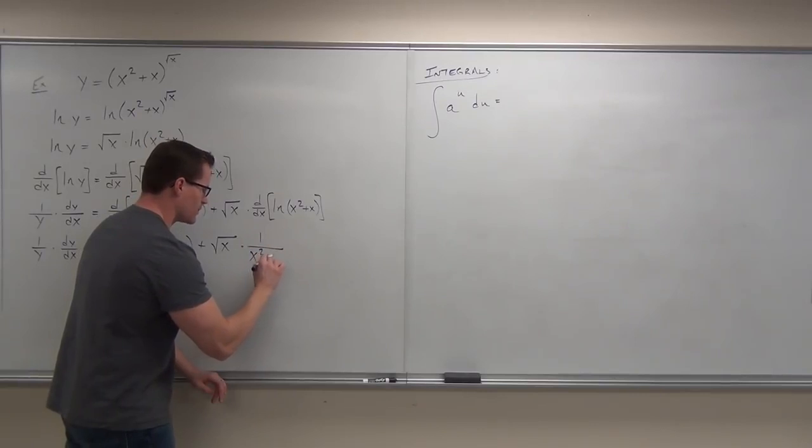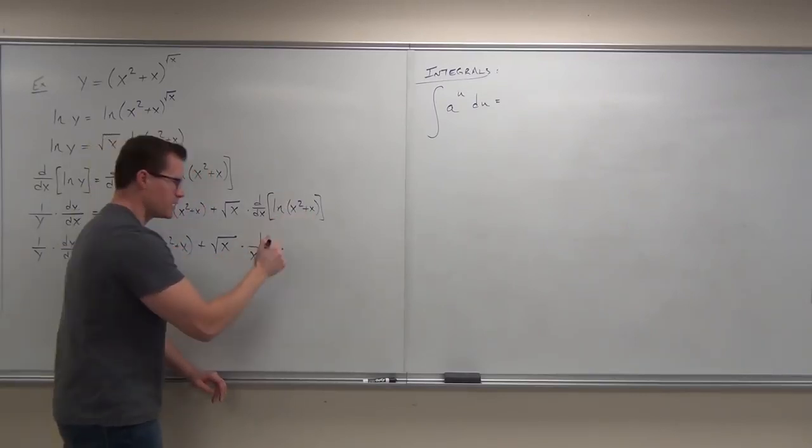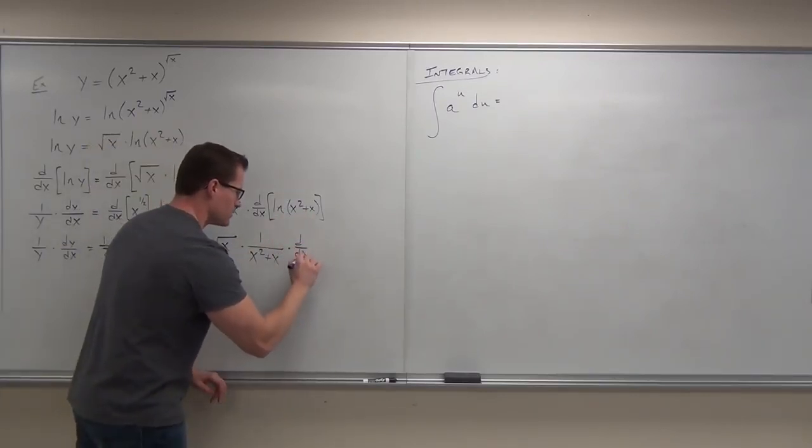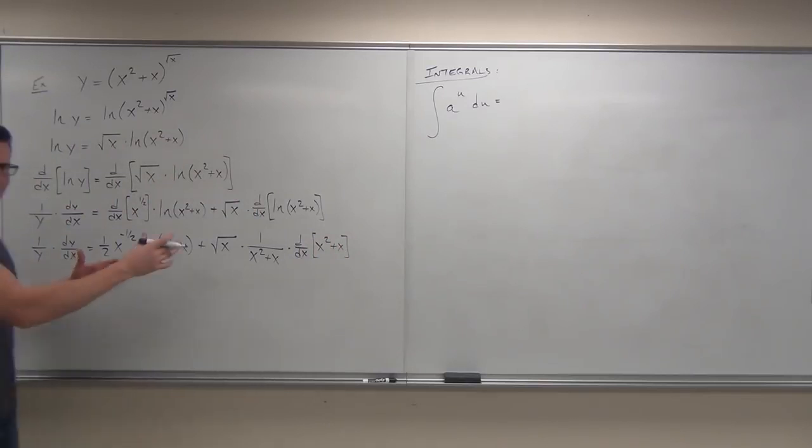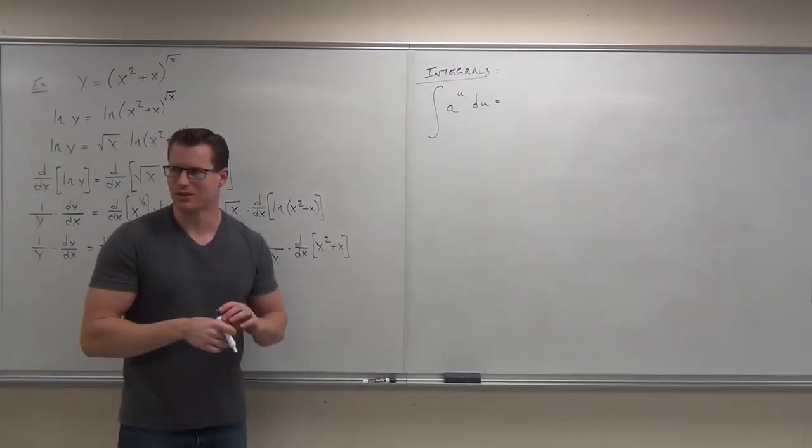Definitely is a chain rule. That's great. So 1 over the inside, times the derivative of the inside. They get really long really quick, don't they? Kind of nasty looking. Hard?